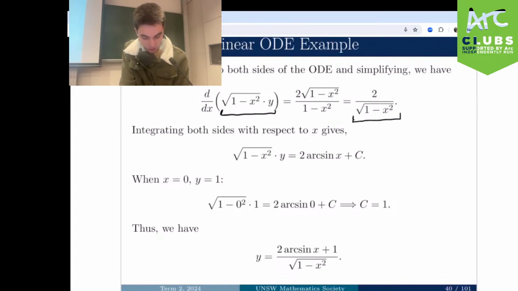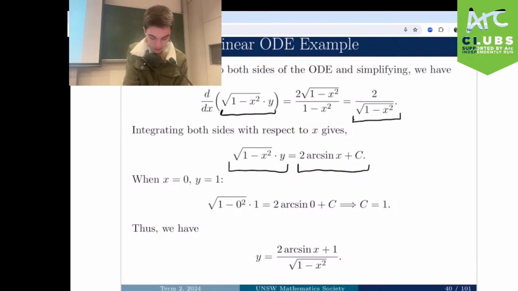And then finally, integrating on both sides, we'll get an expression with y on this side, an expression with x on this side, and when we substitute the values that were given to us, x equals 0 and y equals 1, we can solve for what this constant of integration has to be equal to. And in this case, it's 1, right? And after that, we can happily divide through by this coefficient of y to arrive at an expression for y in terms of x.